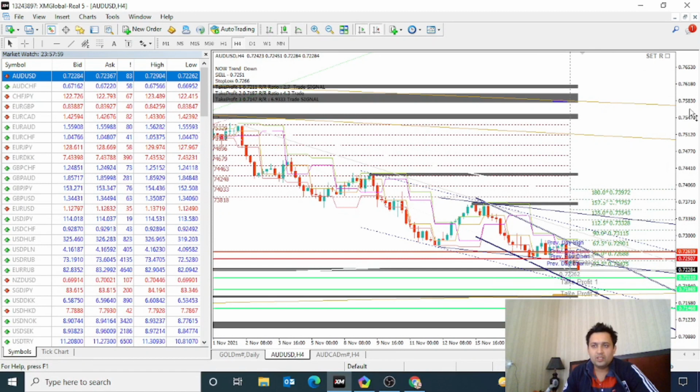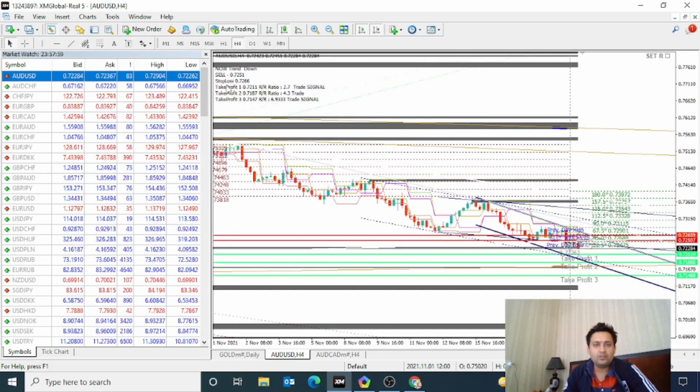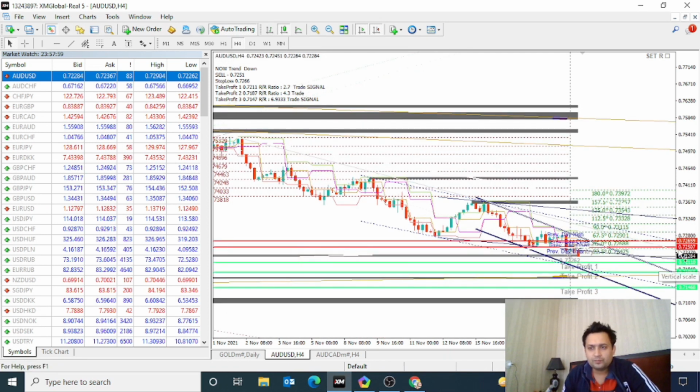You can see here this indicator automatically gives you the signal of sell point. This indicator gives you the signal you can sell at this point, 0.7251. So now the price is 0.7228. You can see the market is already 30 points down, and the take profit is 0.7211, which means only after 15 points your take profit will hit. So this indication is going in your favor. This is the take profit 1, and this is the take profit 2.